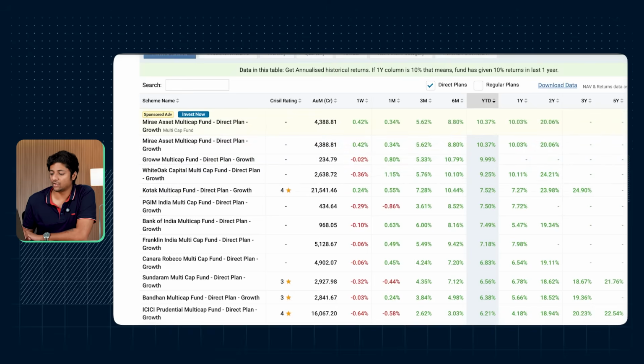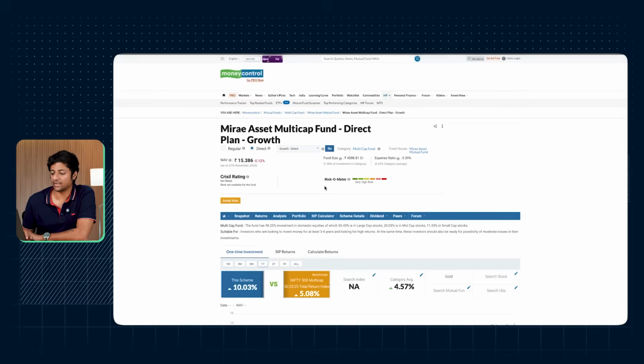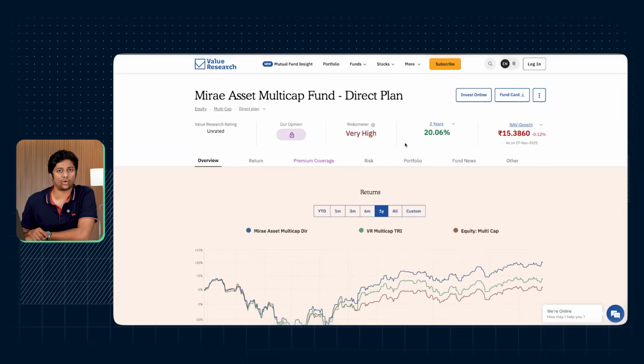Now, if you want, let's go deep into it one by one. Let's look at all the top three guys right now. If we look at the Mirai Asset Multicap Fund, give me a second. Now, let's quickly go and look at all of these three companies one by one. So first, we look at the Mirai Asset Multicap Fund direct plan.